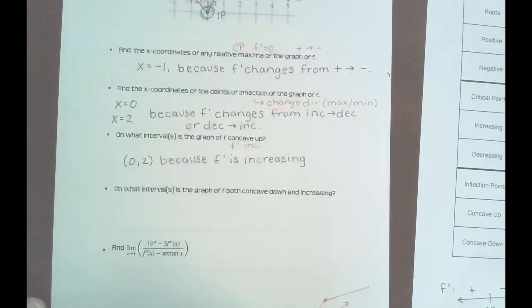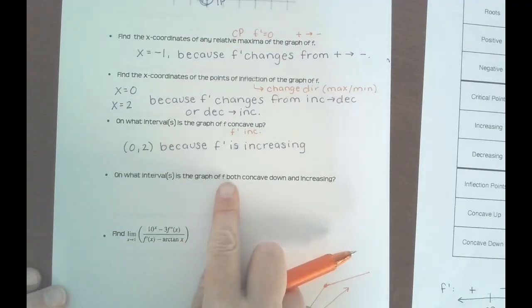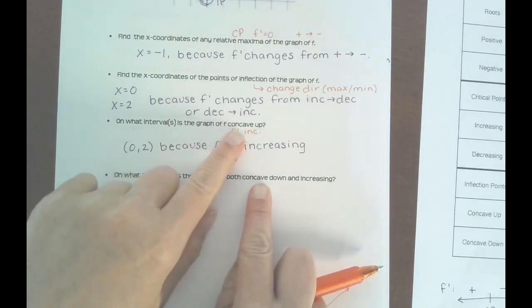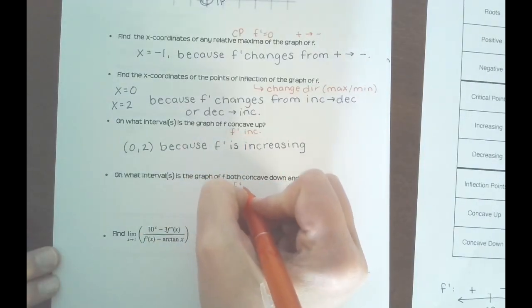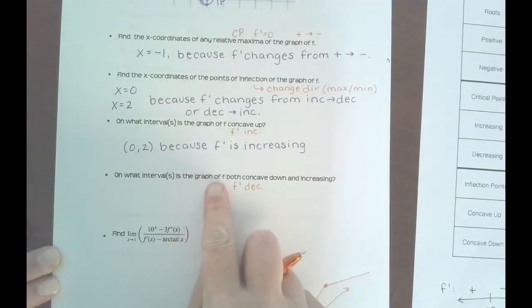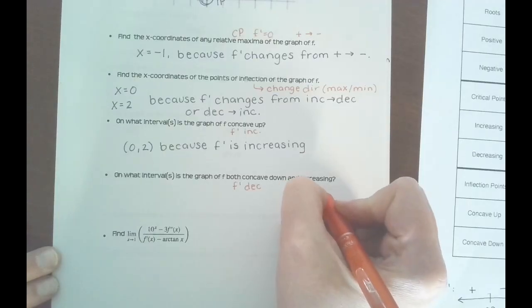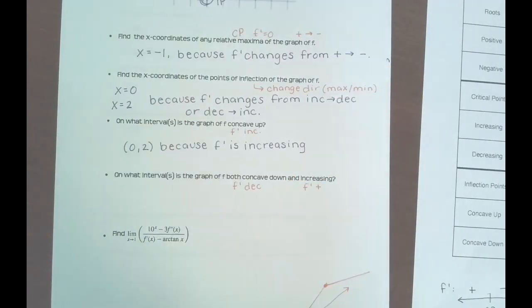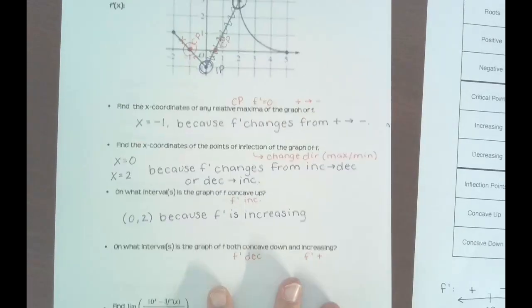Okay, the next question gets a little complicated because we have to think about the first derivative and the second derivative, but only looking at the first derivative graph. So when are we concave down? Well, kind of like what we talked about here. Concave down is going to be when f prime is decreasing. And then when would f be increasing? Well, that would be anytime its derivative is positive. So I need a portion of the graph that is positive, but also decreasing.